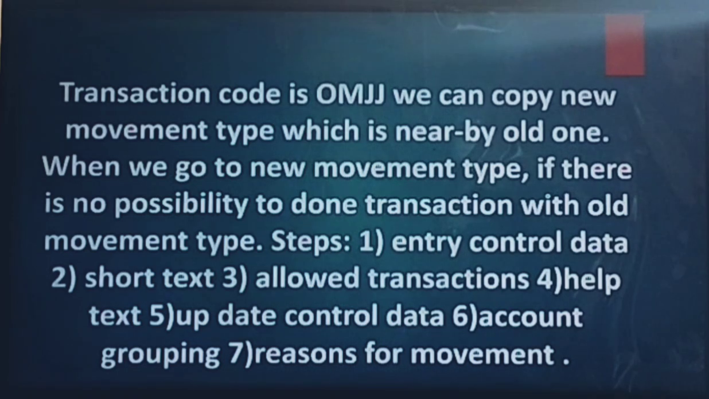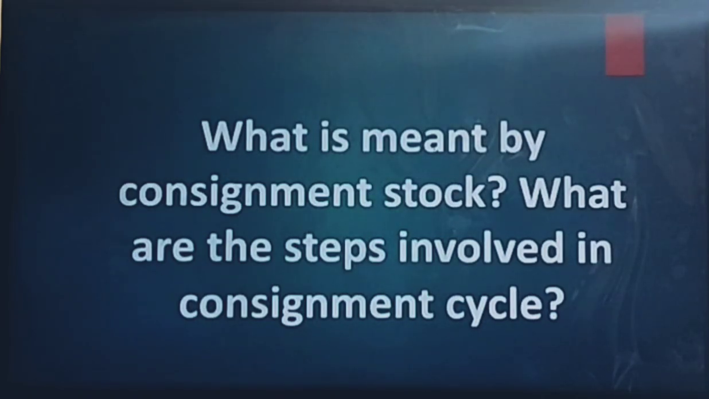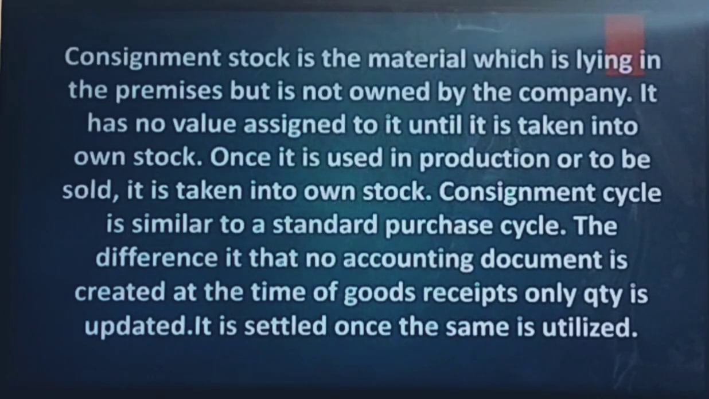Moving on to the next question. What is meant by consignment stock? What are the steps involved in the consignment cycle? Consignment stock is the material which is lying in the premises but is not owned by the company. It has no value assigned to it until it is taken into company stock. Once it is used in production or sold, it is taken into company stock. So whenever you are transferring the consignment stock to your own stock, the movement type is 411K.